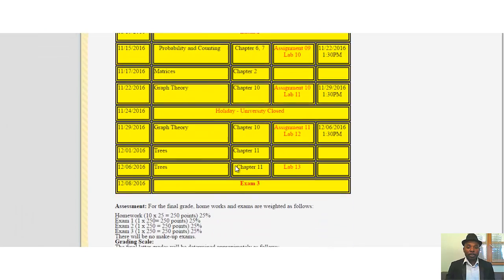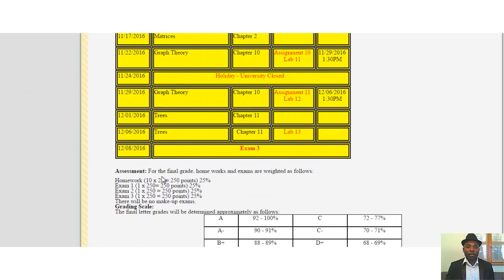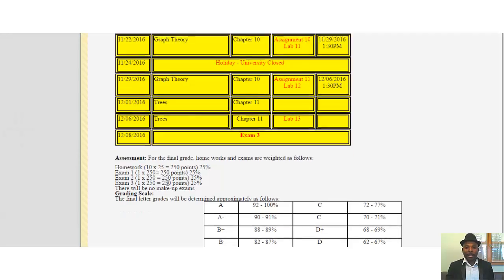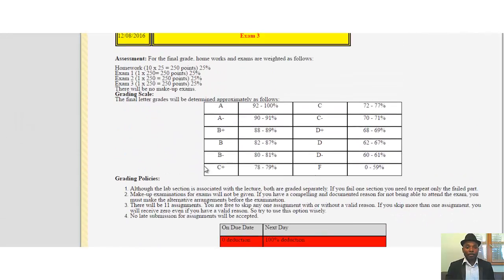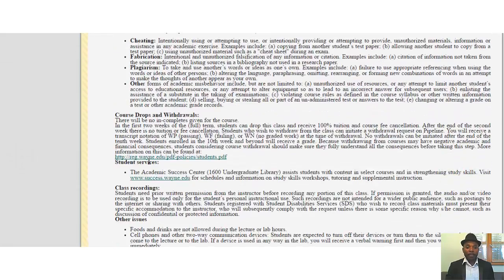So here are the various topics that we're going to cover, and like I said earlier, you have 3 examinations, and you also have 11 assignments, of which I'll be grading your best 10 assignments. And please do read through the grading policies and everything in the syllabus.